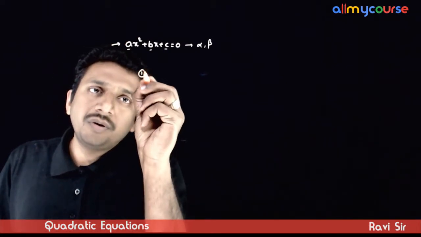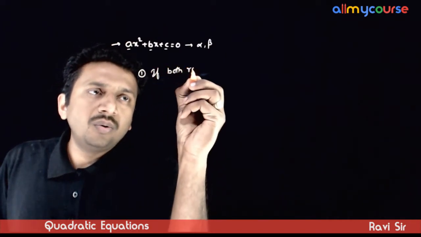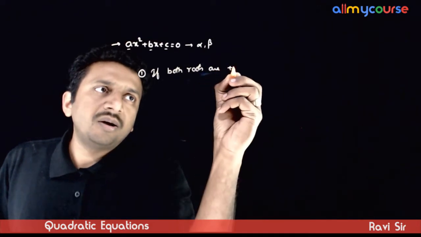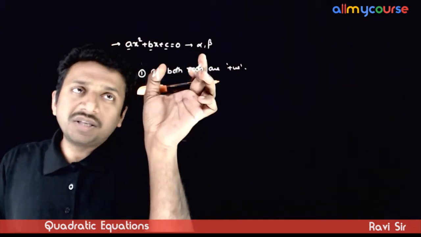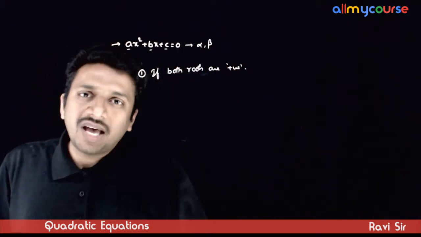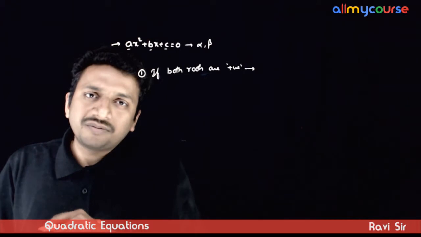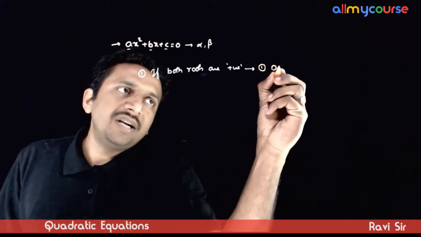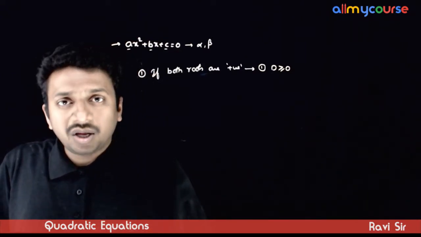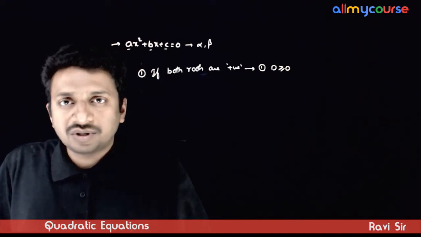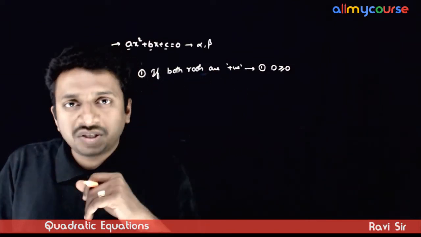So the first condition that we are going to look at is if both roots are positive. So if both roots alpha and beta are positive, what is the condition that a, b, c has to satisfy? So let us look at this. If both roots are positive, first condition is the discriminant has to be greater than or equal to 0, because only if the roots are real, then we can talk about the positiveness or negativeness of the roots. So first the roots have to be real, then only we can talk about both roots being positive or not.